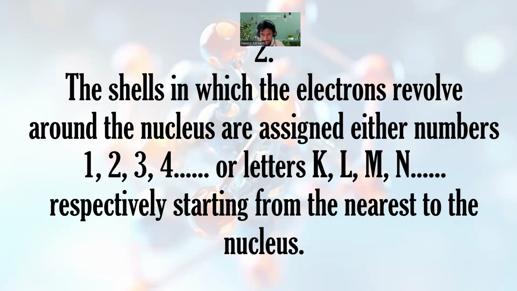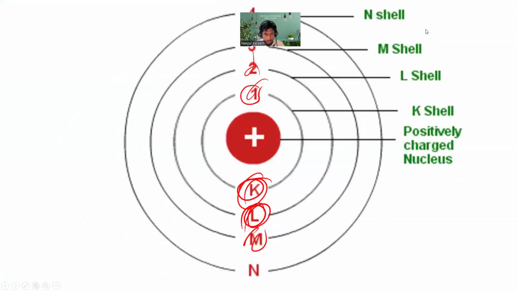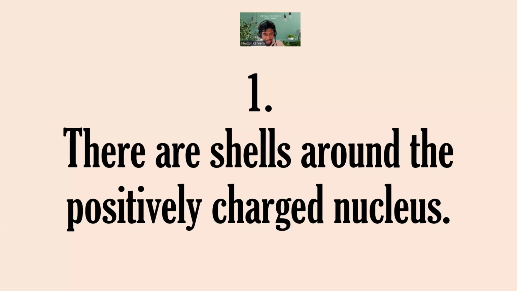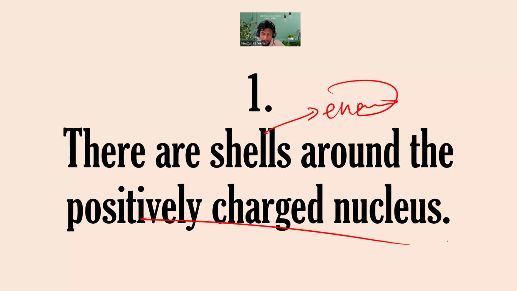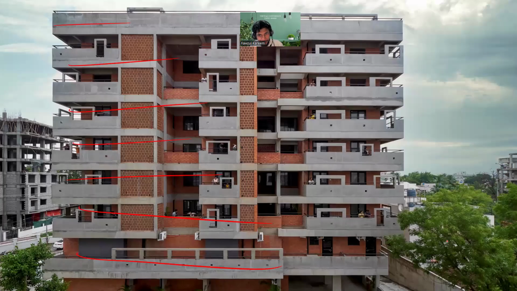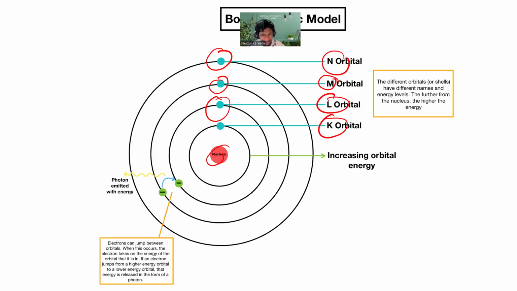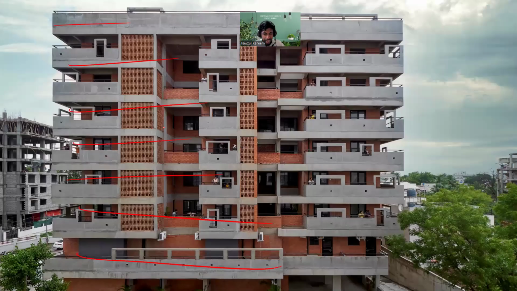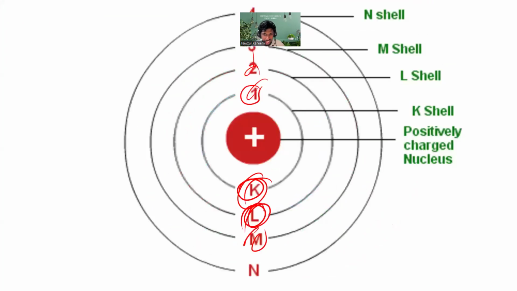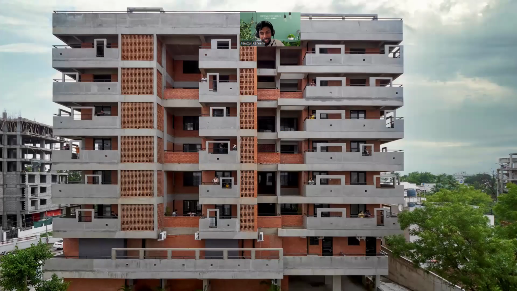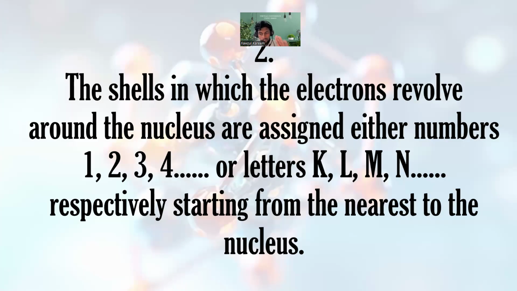Now read the notes. First, we said that there are shells or energy levels around the nucleus, like a building. Same as the floors of a building, we have the shells: first shell, second, third, fourth. And we can name those shells as K, L, M, N or 1, 2, 3, 4 from the nucleus.